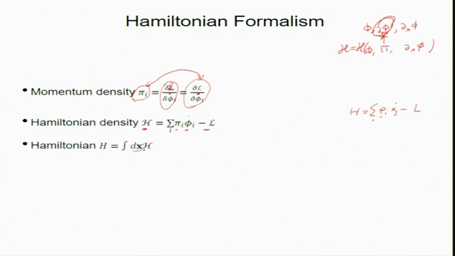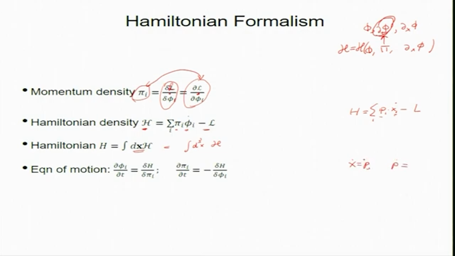And the total Hamiltonian is the integral of the Hamiltonian density. We typically write it as the integral of d cube x h in 3D; in 1D it will be just dx. Now, the equation of motion for a particle, we know how to write that, right. x dot is, I am sorry, x dot is delta h by delta p, and p dot is minus delta h by delta x.